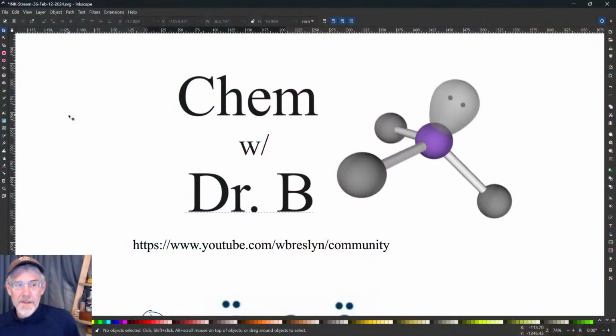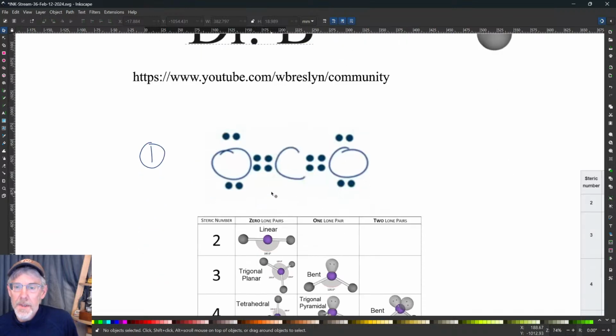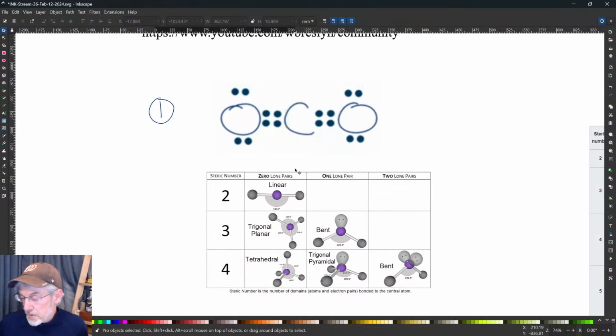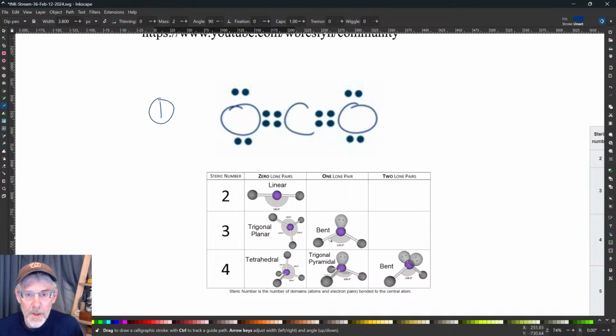All right, let's do it. Let's try this one here, and we're going to look at it two ways. You're given a Lewis structure, or sometimes you have to draw it, and you need to figure out the shape of the molecule. One way is to use a chart like this. The steric number is the number of things attached to the central atom. That's what we always look at the molecular geometry with respect to. So give it a try. See if you can figure out the molecular geometry here.